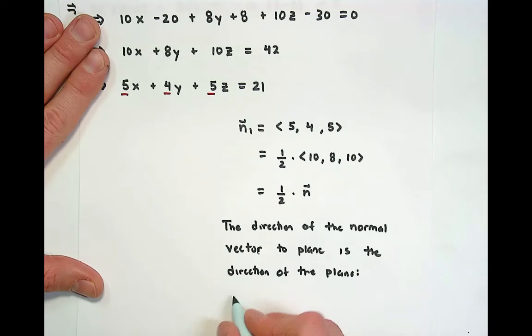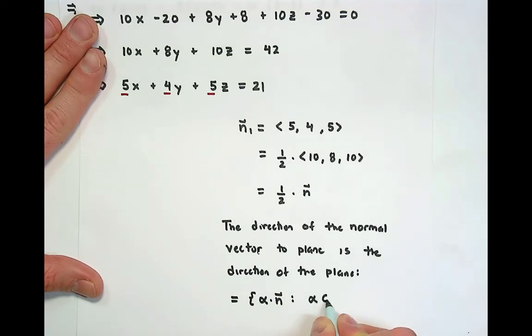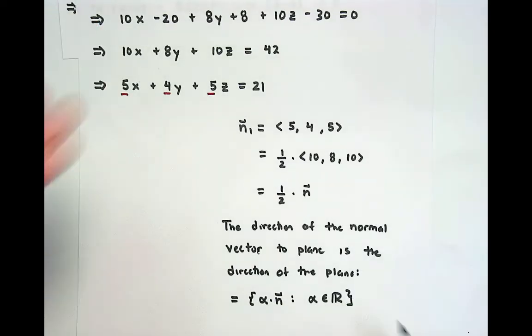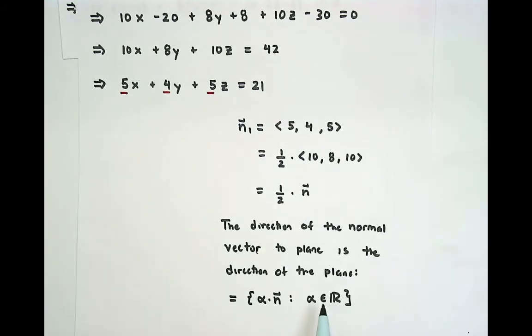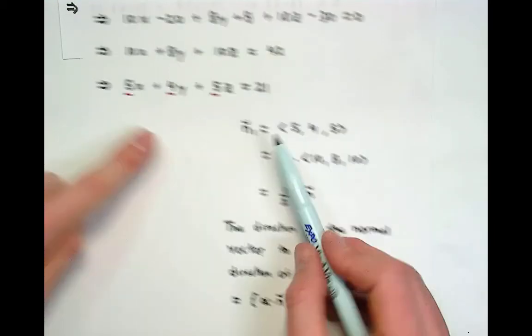And in this case, you have to remember that the direction of the normal vector is given by the set of all scalars multiplied by the normal, where the scalars run through the entire real numbers. And that's what you see here.